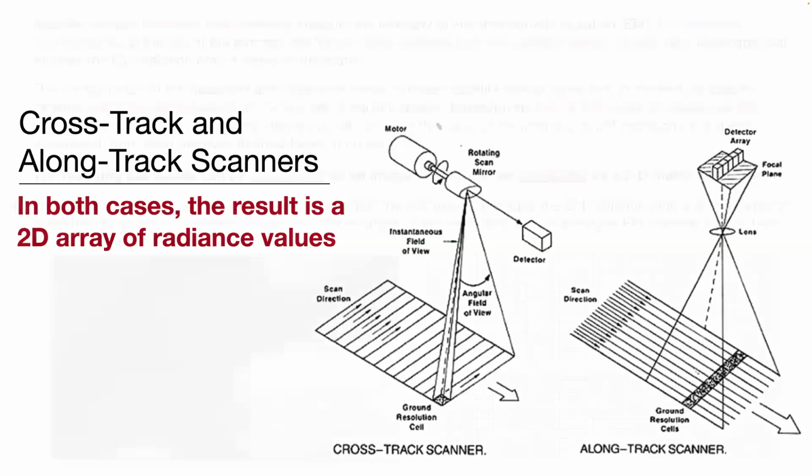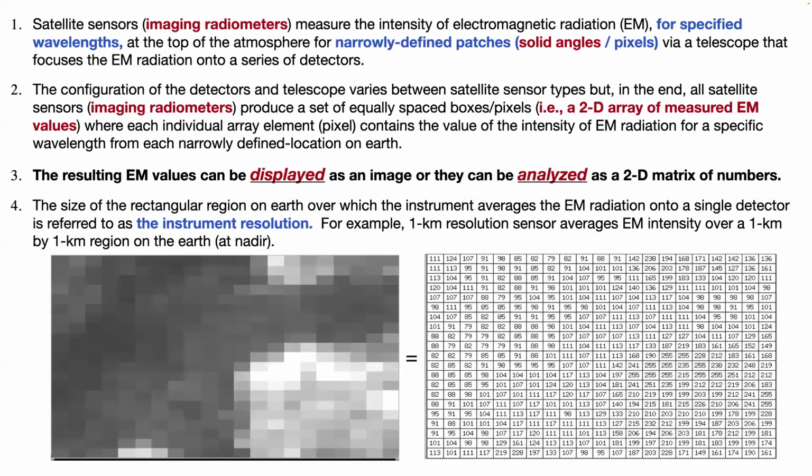Okay, that's all to say that no matter which instrument design you're dealing with, you're going to end up with a 2D array of values of some radiance, watts per meter squared, at some wavelength. If it's ocean color, it's going to be visible wavelengths. If it's infrared, it's going to be the IR wavelengths.